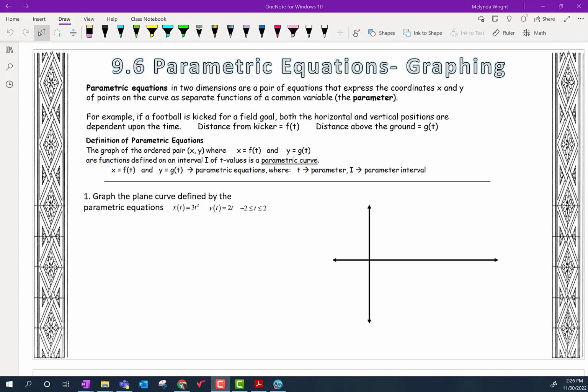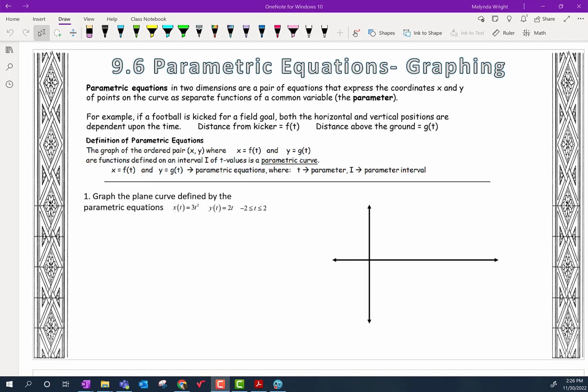All right, let's take a look at our lesson for today. This is actually our first lesson on parametric equations. We have been working with vectors. Before that, we worked with polar. Parametric equations may be the first time you've ever worked with parametric equations. It's most likely, maybe not, but probably.